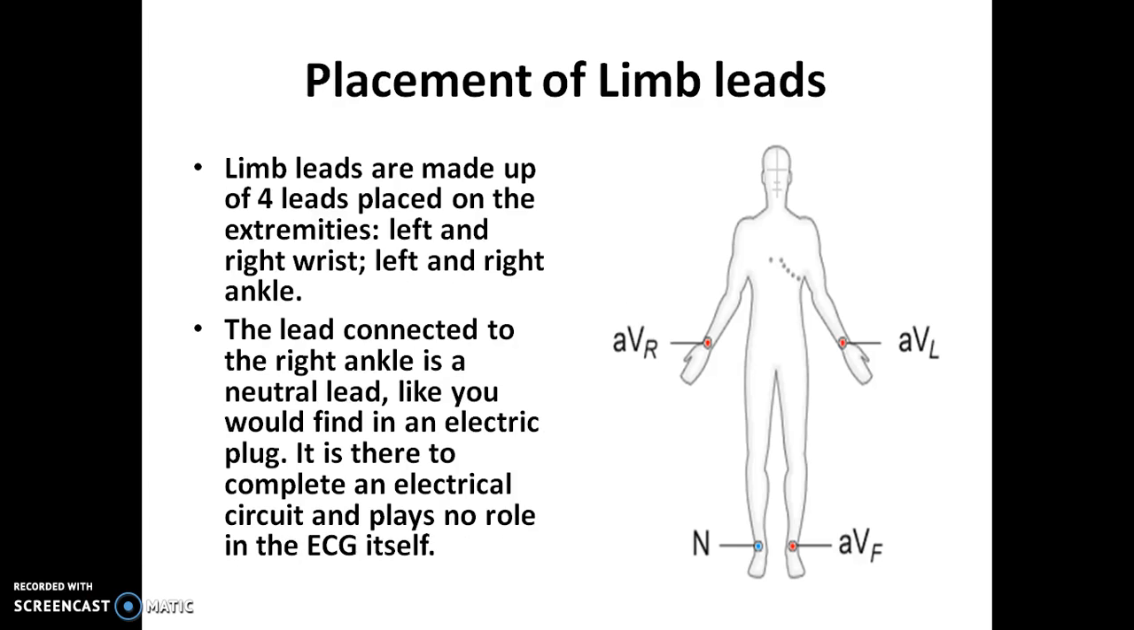And this is the placement of the limb leads. Limb leads are made up of 4 leads placed on the extremities: left and right wrist, left and right ankle. The lead connected to the right ankle is the neutral lead, like you would find in an electric plug, a neutral or a ground. It is there to complete an electrical circuit and plays no role in the ECG. So this is basically for grounding purposes.